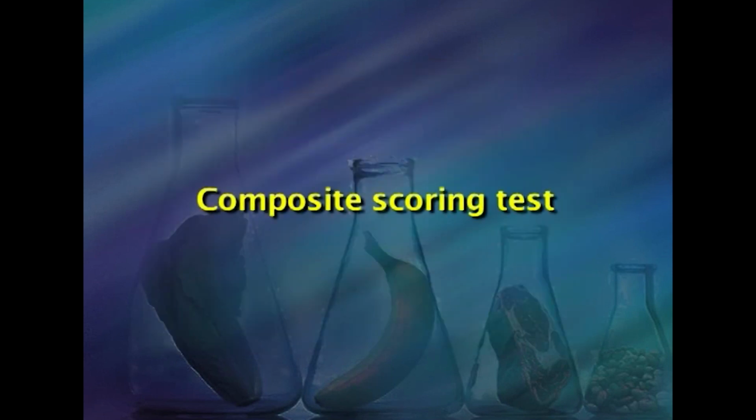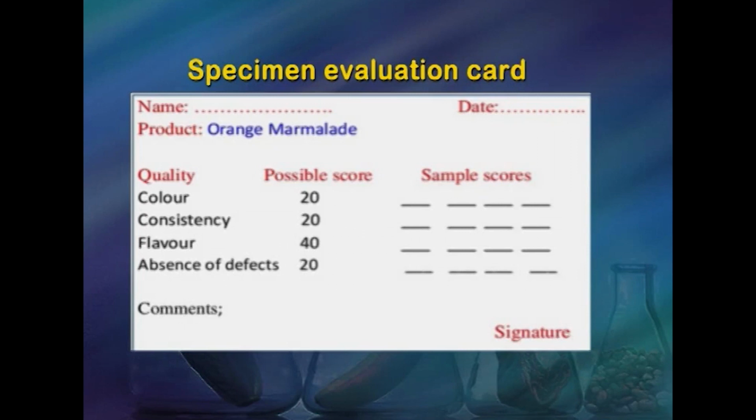Composite scoring test. The rating scale is defined so that specific characteristics of a product are rated separately. The definition of the rating scale is weighed so that the most important characteristics will account for a large part of the total score. The resulting scores are compounded for any one panelist to arrive at a composite score. This method is helpful in grading products and comparison of quality attributes by indicating which characteristic is at fault in a poor product. It gives more information than the straight numerical method.